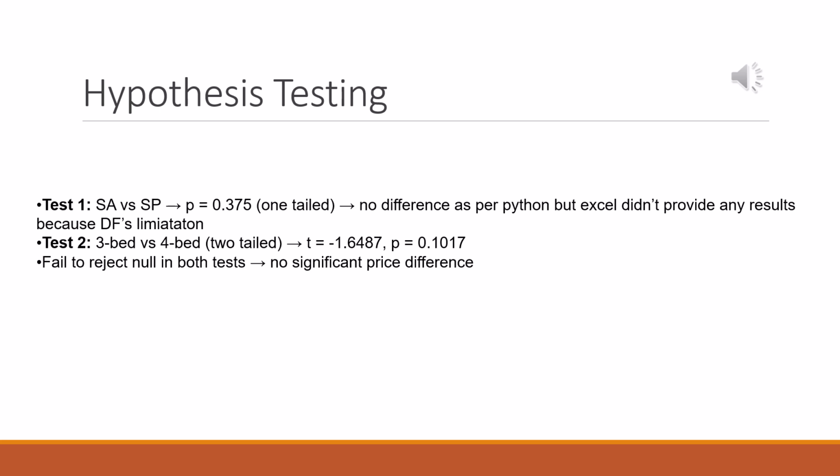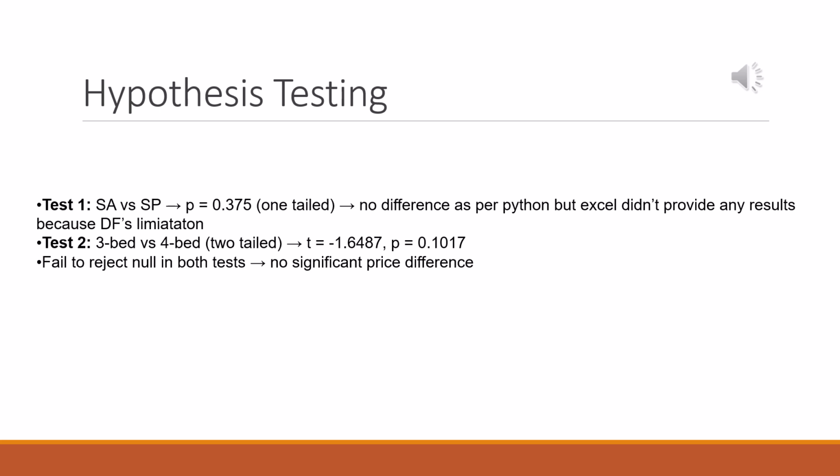Now we jump on to hypothesis testing. I conducted two hypothesis tests to explore common assumptions in the property market. The first test compared properties sold after auction, which we labeled as SA, with those sold prior to auction, or SP as we call it.